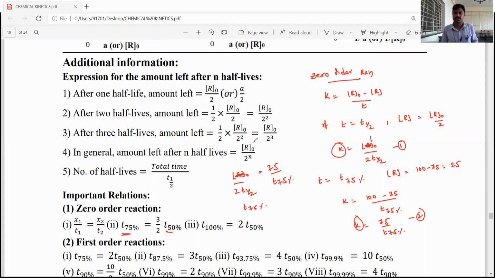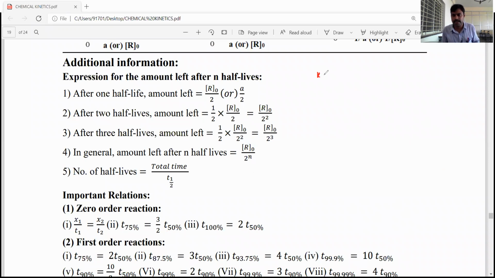Sorry, I will explain once again. For example, for a zero order reaction, K is equal to R naught minus R by time t. If t is equal to t 50 percent, then R naught is equal to 100 percent, and R is equal to 100 minus 50, which is 50 percent. So therefore K is equal to (100 minus 50) by t half, which is 50 by t half. Okay, dear students, this is equation 1.